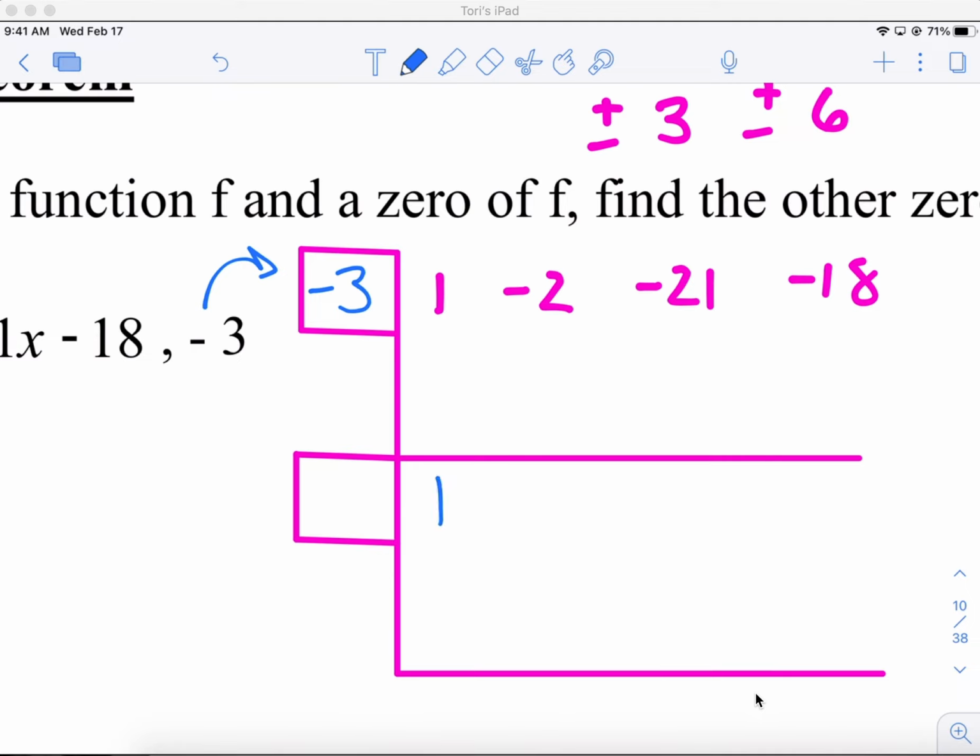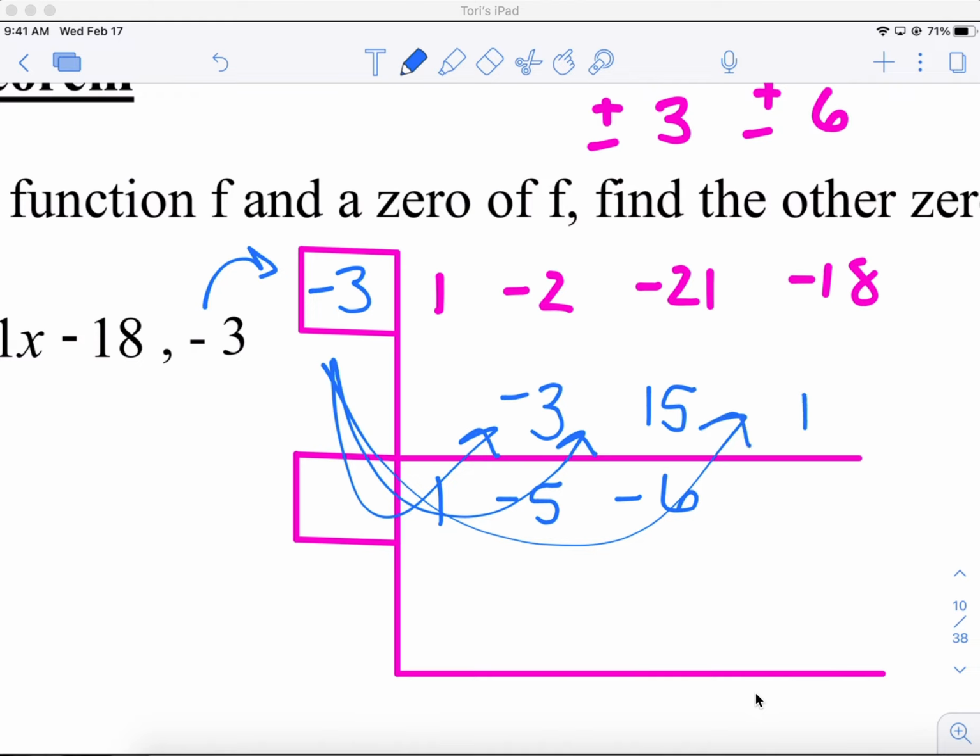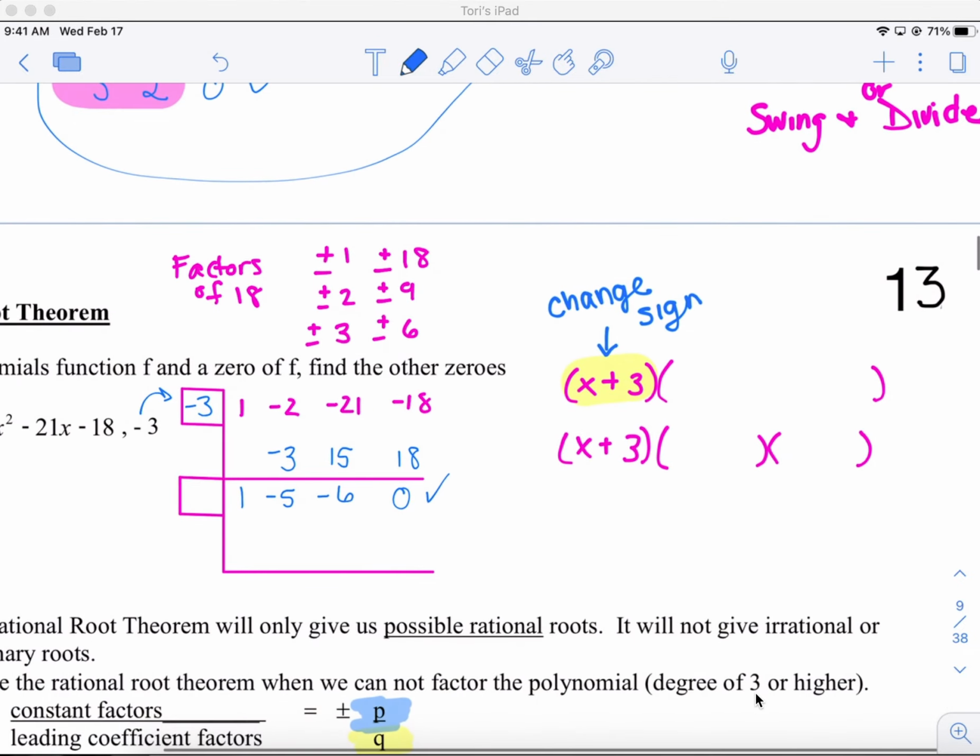Bring down the 1. Negative 3 times 1 gives me a negative 3. Add those together gives me negative 5. Multiply around gives me 15. Add those together gives me negative 6. Multiply around gives me 18. Add those together, I get 0. All right, so I like to do my check mark. This works. So I'm going to copy down my first polynomial. So I have one exponent less, which means we're using a squared: 1x squared minus 5x minus 6.